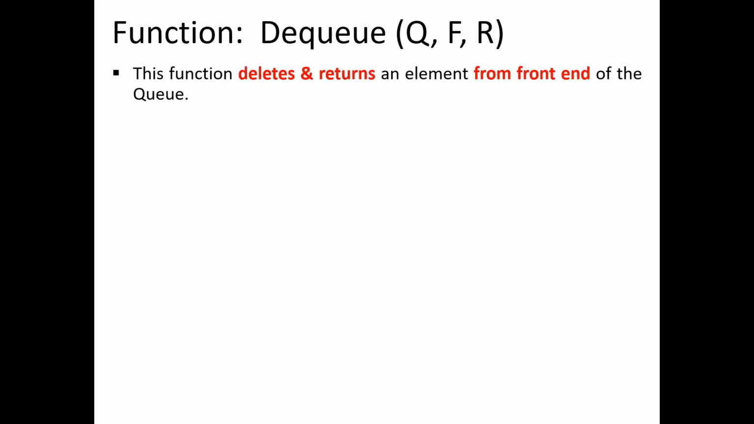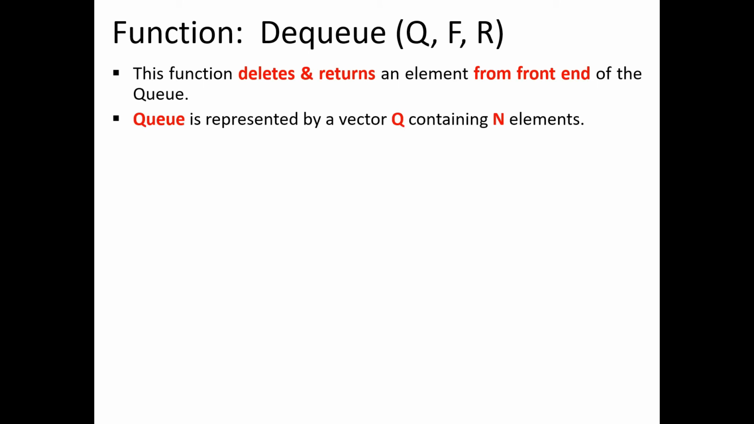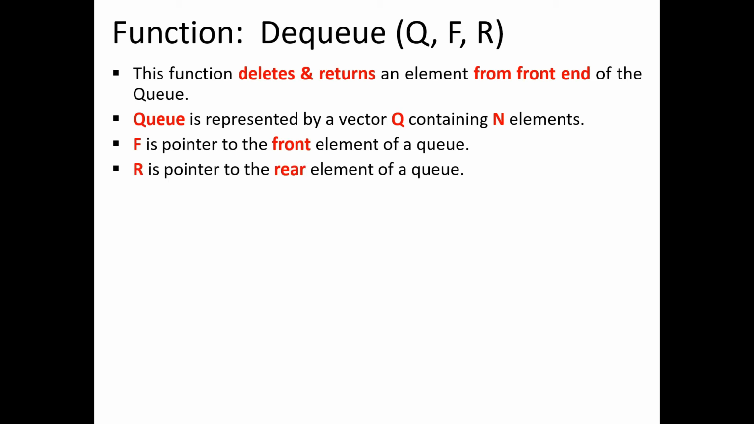This function deletes and returns an element from the front end of the Q. Q is represented by a vector Q containing n elements. F is the pointer to the front element of Q. R is the pointer to the rear element of Q. Now the first step is to check for Q underflow.